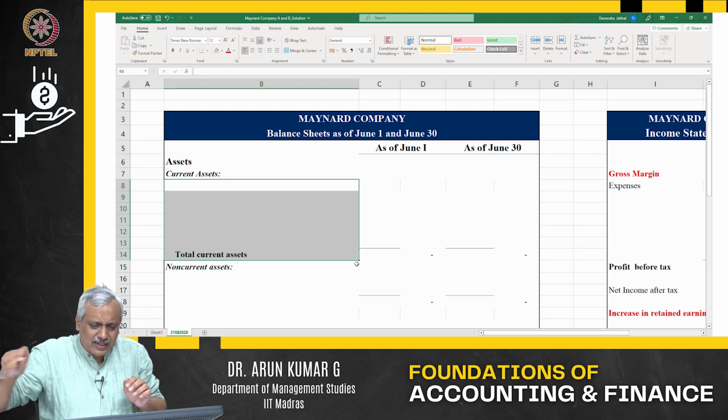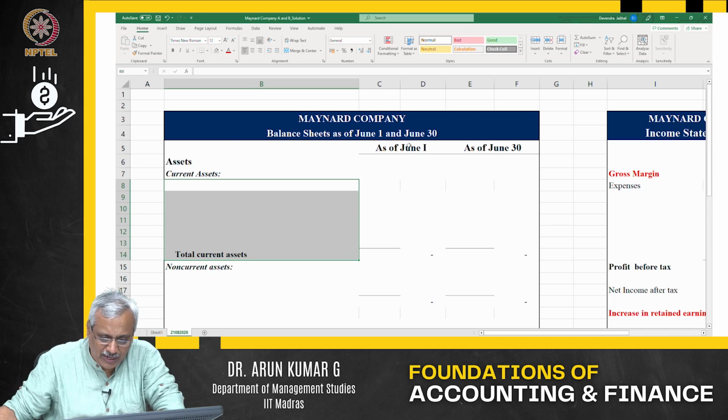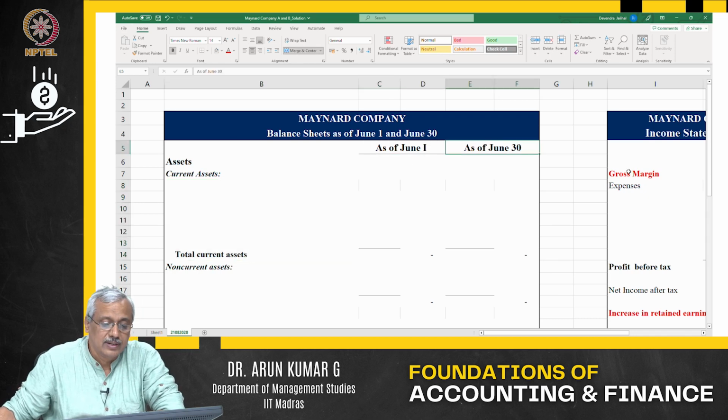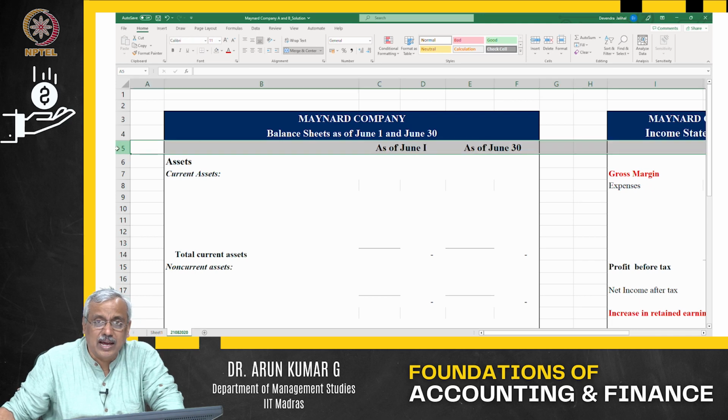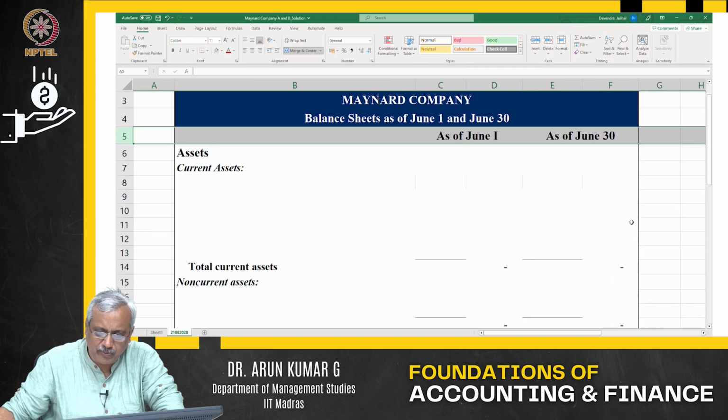Now, let us look at this aspect of it. I am preparing the balance sheet side by side as of June 1st and as of June 30th. I am preparing the balance sheet for both. Let us not look at the income statement. I will come back to the income statement in a few minutes from now. Let me read one by one.